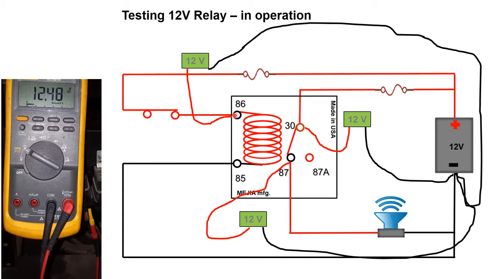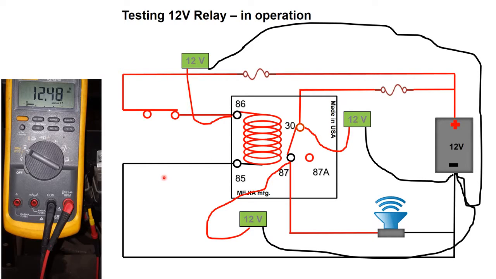So if I got power here, my coil is going to energize. If my switch is good, it's going to switch from 87A to 87. The power that is at 30 is going to then go to my horn. My horn is going to sound and everything's okay. If I don't have any of these readings, then I have to do some additional testing. The reason I like to check it this way is because I'm checking the entire circuit, not just the relay.